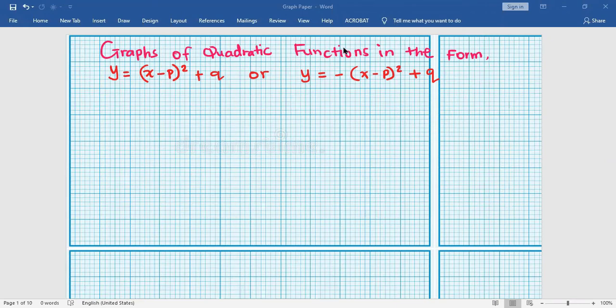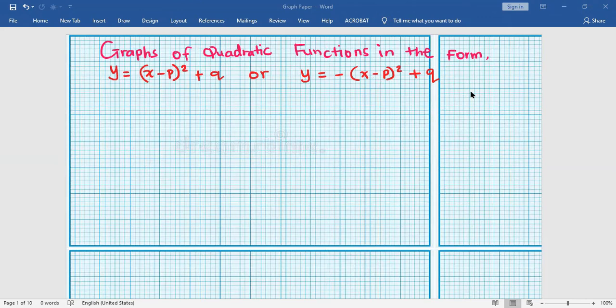So in our lesson of today, we are going to look at graphs of quadratic functions in the form y equals (x minus p) squared plus q, or y equals minus (x minus p) squared plus q.